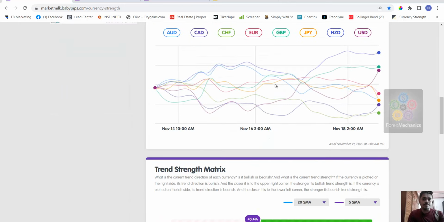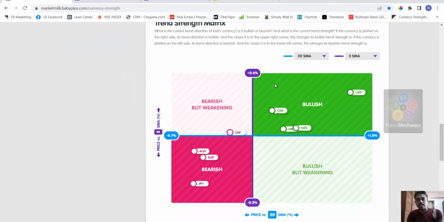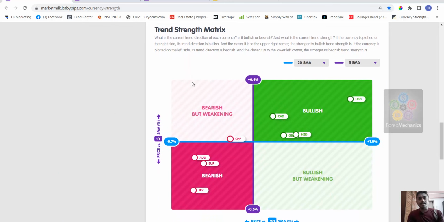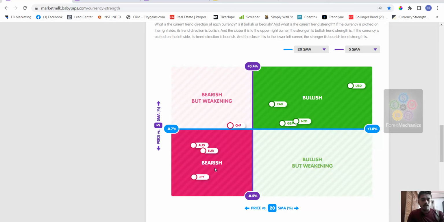What we are more interested in is, you can obviously go to this link and do your own research, but this is what we are more interested in. The trend strength matrix, the default is 5 SMA and the 20 SMA. Here you can see, and I'll tell you when I took this trade.